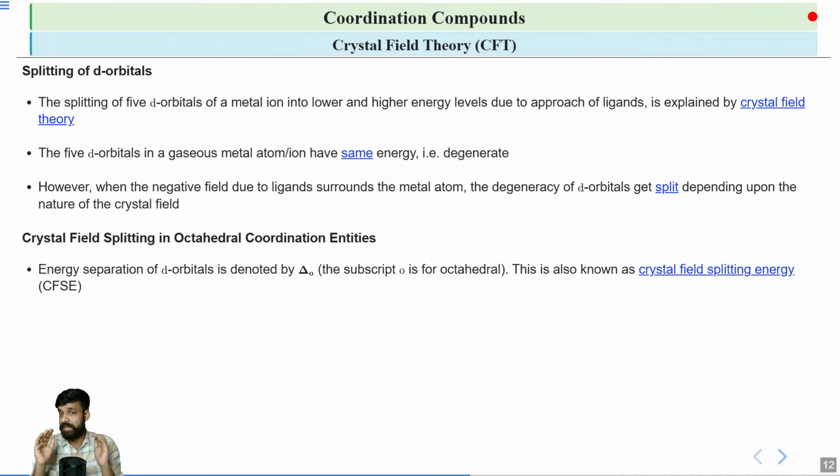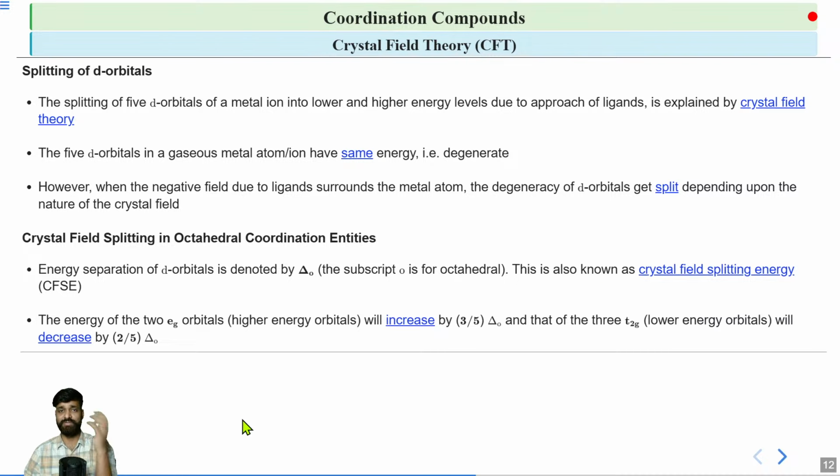Got it? So basically they are going into 2 different sets of energy, and the difference between these 2 sets of energies is known as delta O. Okay, so you know it very well that for difference we use this delta, and since it is specific for your octahedral complex, we use the O as the subscript for octahedral. And this delta O is known as the crystal field splitting energy for the octahedral complex. Clear? So it's very easy to understand.